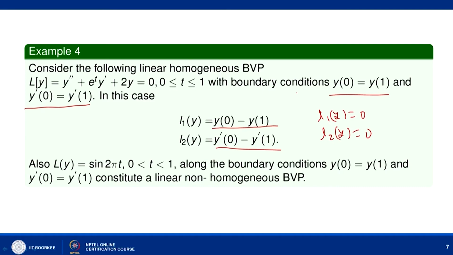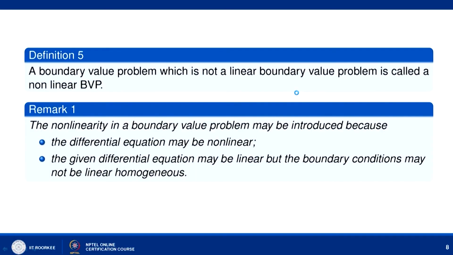So we can simply say that if you take any non-homogeneous boundary value problem, that is Ly equal to sin 2 pi t, or we can say y double dash plus e to the t y dash plus 2 y equal to sin 2 pi t, along with the boundary conditions y 0 equal to y 1 and y dash 0 equal to y dash 1, this will constitute a linear non-homogeneous boundary value problem. So, these are examples of some boundary value problems and some boundary conditions.